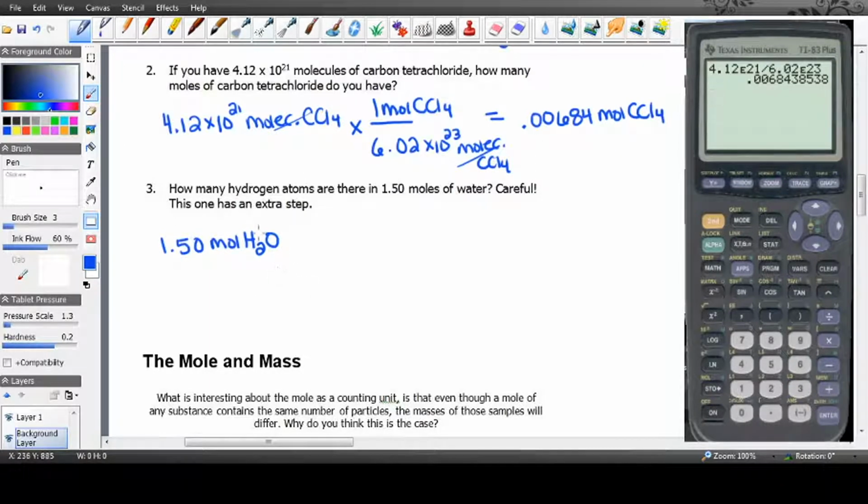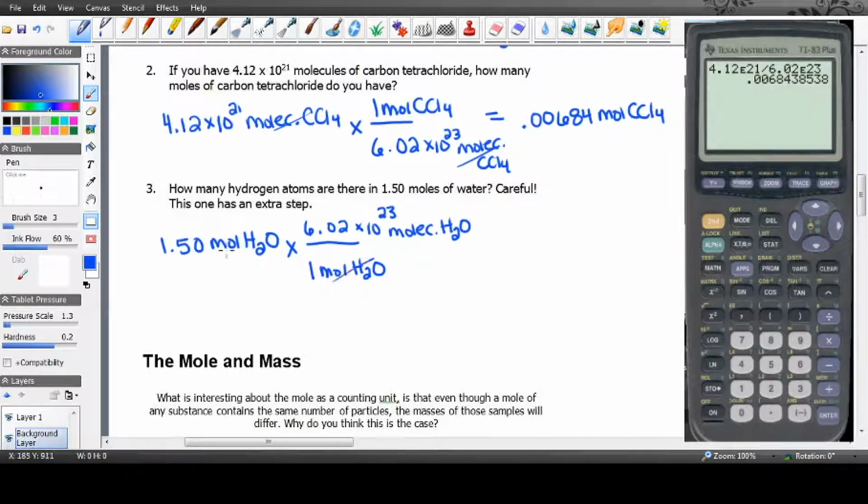So the first thing I have to do is turn those moles of water into molecules of water using Avogadro's number. I know that 1 mole of water, so that's going to go on the bottom so I can cancel it out, contains 6.02 times 10 to the 23rd molecules of water.